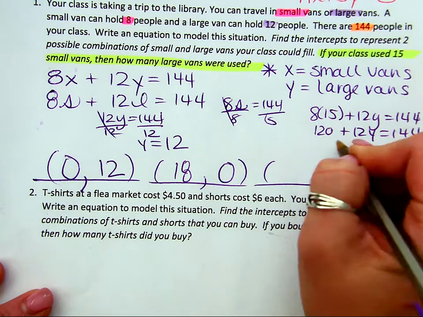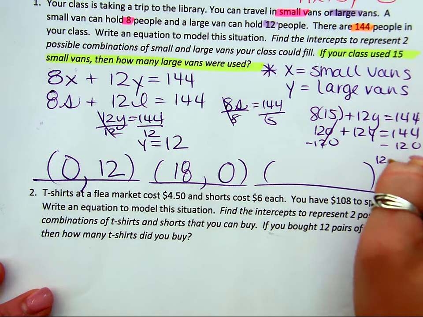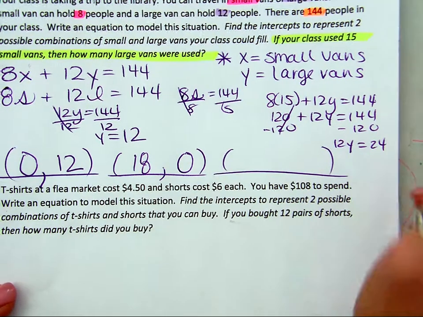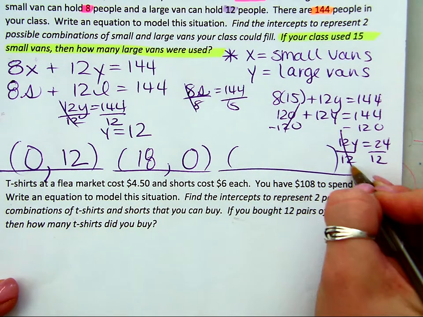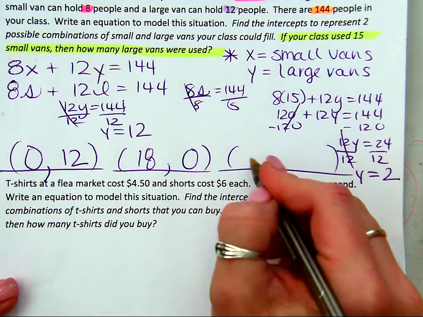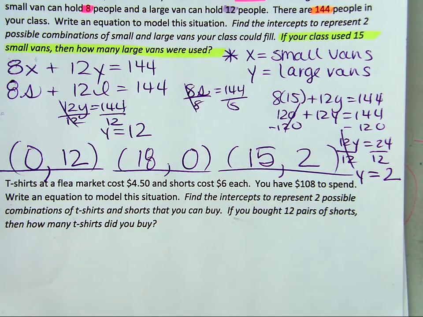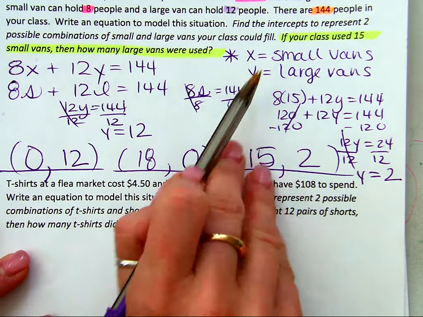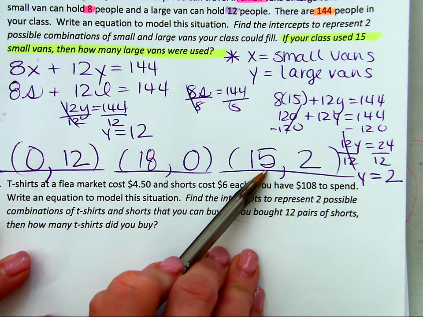By the time we get into almost February of honors algebra, solving equations needs to come second nature to you. We do it a lot. So y is 2, and if y is the number of large vans, the final answer as an ordered pair is 15, 2. Do you understand why? Because x is small and y is large. If I need 15 small vans, you need 2 large.